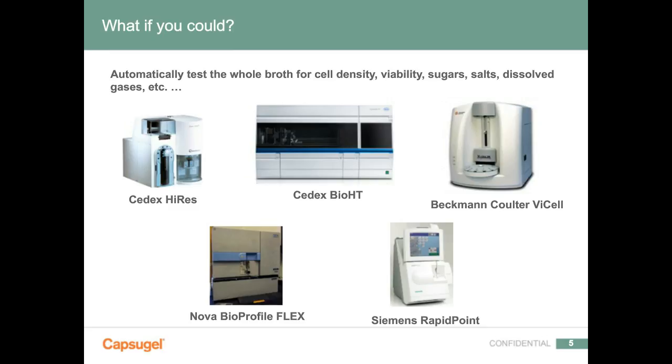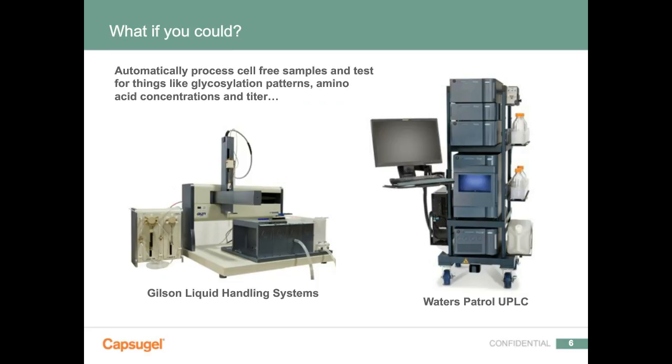So imagine if you could collect this type of data and then also take the cell-free samples, do some processing on them, like do protein A or digestion or dilution, so that you could get the sample just the way you want it, and then do an analysis on a patrol or other type of UPLC or mass spec. You could do all of those things. Then we believe that control of your product quality attributes is possible.